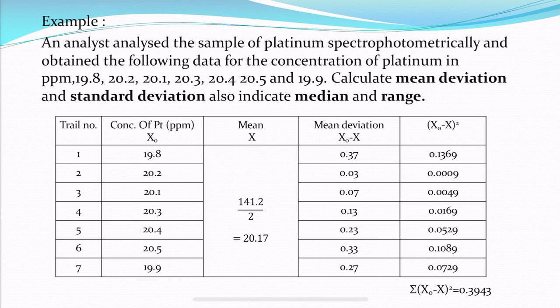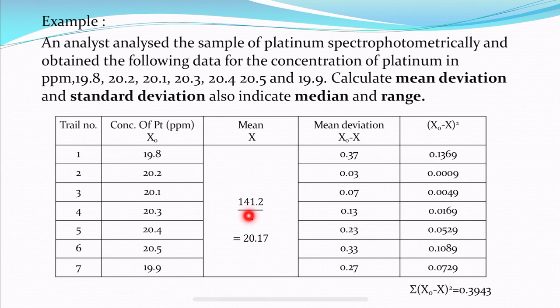As I said, how are you going to calculate the mean? The mean or average value is obtained by dividing the sum of the set of replicate measurements by the number of individual determinations. These are the individual determinations, and here we have 7 trials. Sum up all the values to get the mean. If we sum up, I will get 141.2. Divided by, this is wrong, this is not 2, because here the number of trials is 7. That is why you have to divide it by 7.